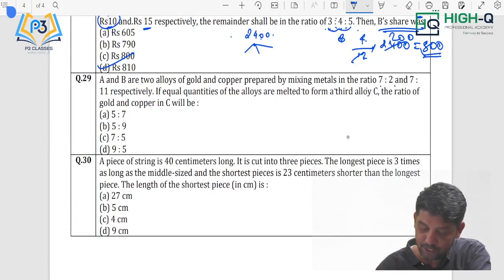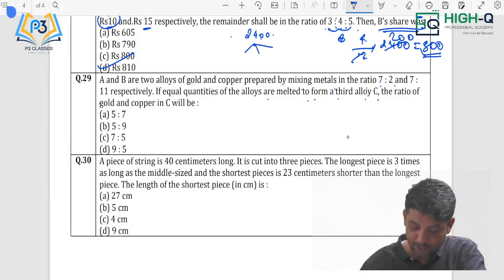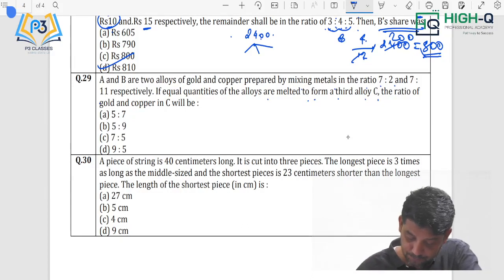Now, A and B are two alloys of gold and copper prepared by mixing metals in the ratio 7:2 and 7:11 respectively. If the total quantities of the alloys are melted to form a third alloy C, find the ratio of the gold and copper in the third alloy. Okay, fine. Listen here. Copper in C will be, look at this. A and B are the two alloys. What is it? Gold and copper.